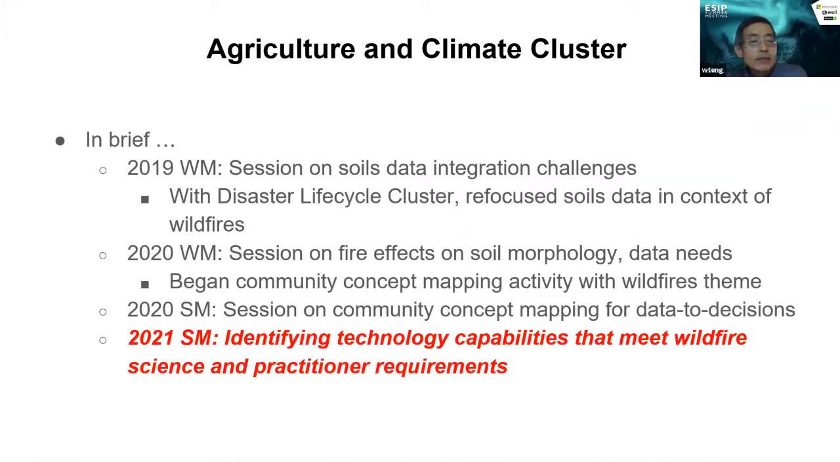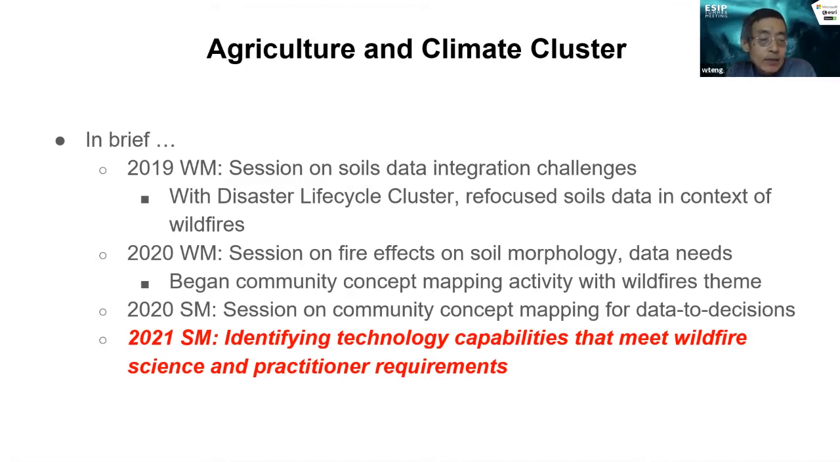In the 2019 winter meeting, we sponsored a session on soil data integration challenges, after which, in discussion with the Disaster Lifecycle Cluster, we refocused that in the context of wildfires.